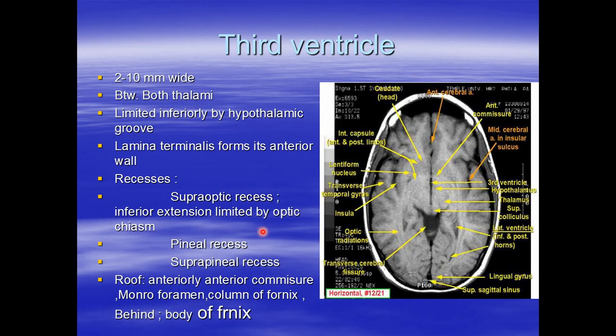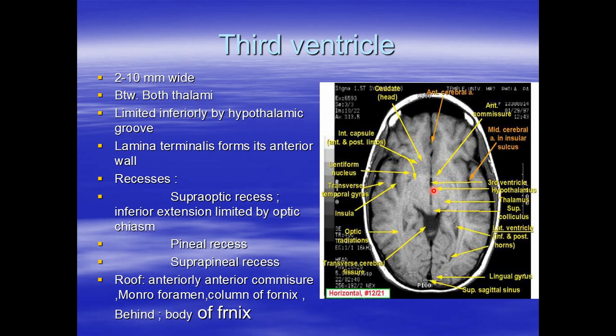The lateral ventricle connects to the third ventricle via the interventricular foramen of Monro. So, what's the third ventricle? The third ventricle is a slit-like cavity that contains CSF. It's slit-like, very thin. It is about 2 to 10 millimeters maximum width. This width is not more than 10 millimeters.